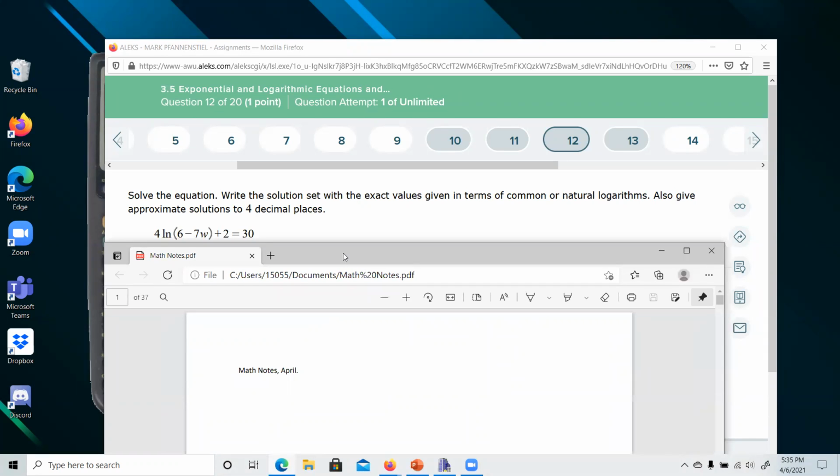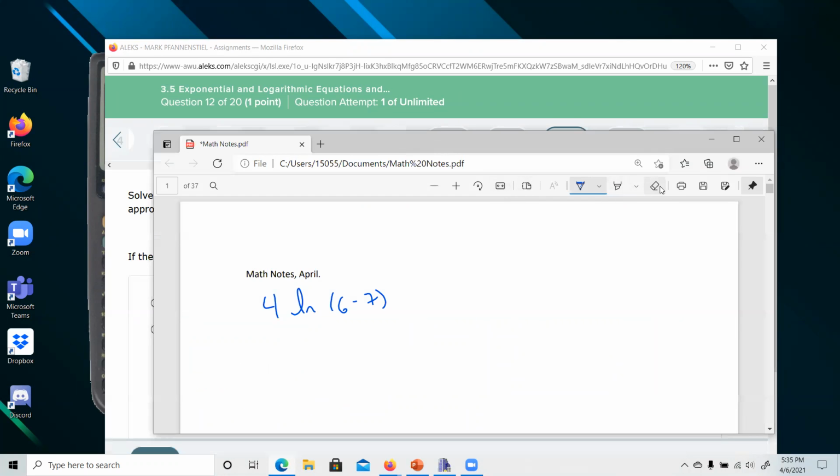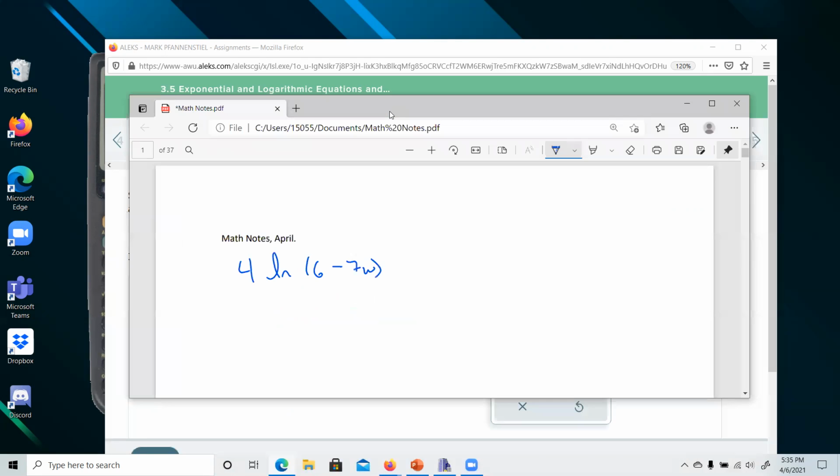Okay, so here we go. We have the equation. We have 4 natural log of 6 minus 7w, plus 2, is equal to 30.